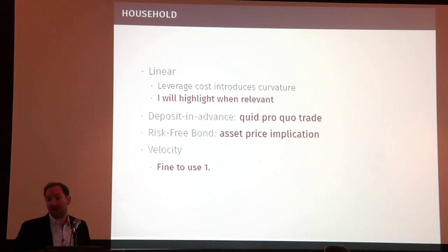So they have a deposit in advance constraint. It's kind of like a cash in advance constraint, capturing quid pro quo trade. And there's a risk-free bond or risk-free assets, and that's going to allow us to talk about asset implications. And then they have a quantity theory equation that allows us to pin down the nominal price level. It's fine to use a velocity of one, I think.